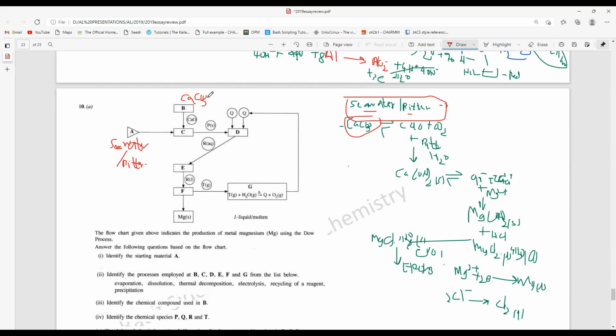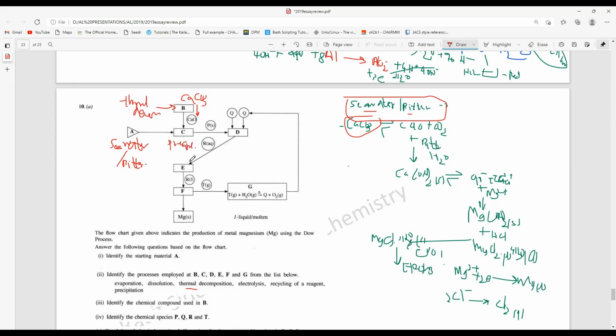For example, now you have this calcium carbonate. To get calcium oxide, the product is calcium oxide. So what you have to do here at B is decomposition. Yes, this is thermal decomposition. So B is thermal decomposition. When you have seawater and this calcium hydroxide, what is going to happen first? This precipitate is going to form. So this is precipitation.